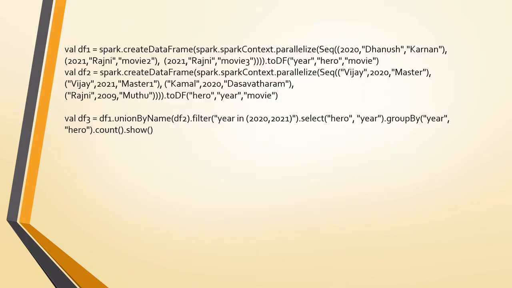Let's take this example. This sample code has both wide and narrow transformations. Here I am reading a data frame and a second data frame, and in data frame 3 I'm performing a union between df1 and df2, and then performing some filter, then select, then group by, then count and then show. This is just to show you how the stages will be created when we have chain operations.